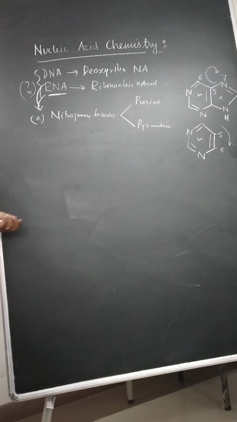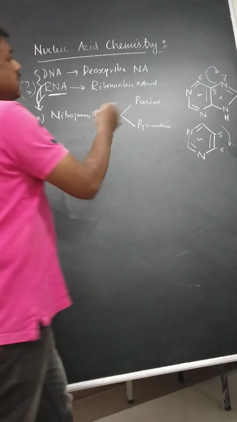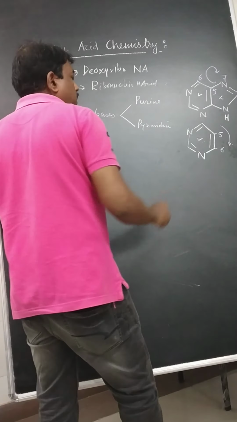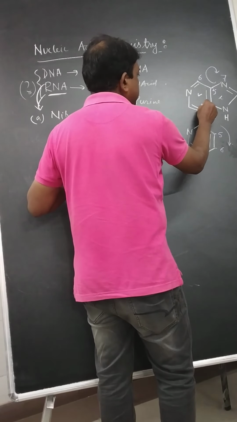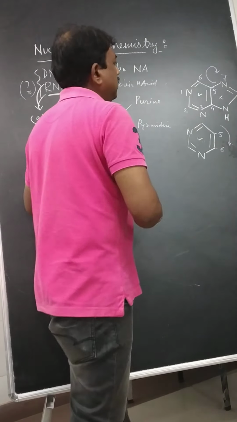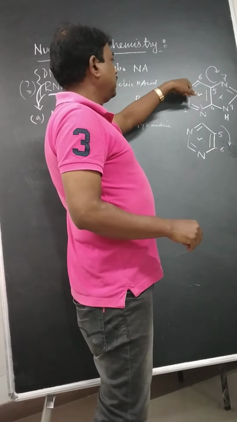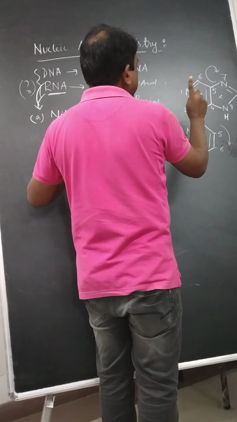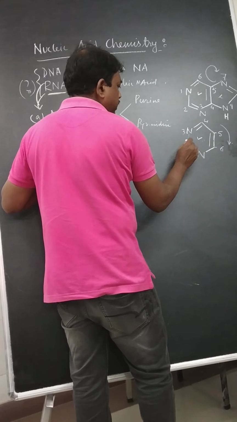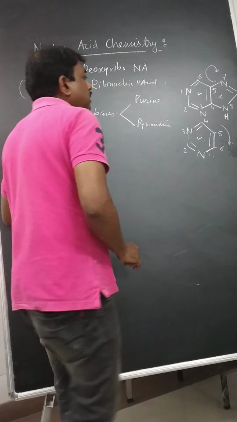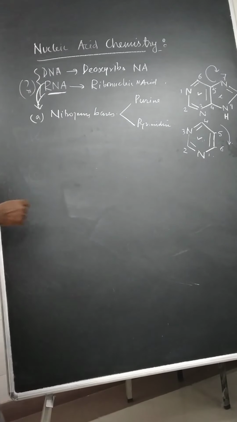So when numbering this pyrimidine and purine nucleus, you just number in this way: 5, 6 and 5, 6, 7. The rest of the numbers will automatically come. That is, if it is 5, this is 4, this is 3, this is 2, this is 1. And this is 8, this is 9. So there are 9 numbers in this purine nucleus. And in the pyrimidine, this is 5, this is 4, this is 3, this is 2, and this is 1. So just remember this 5, 6 in the pyrimidine and 5, 6, 7 in the purine.